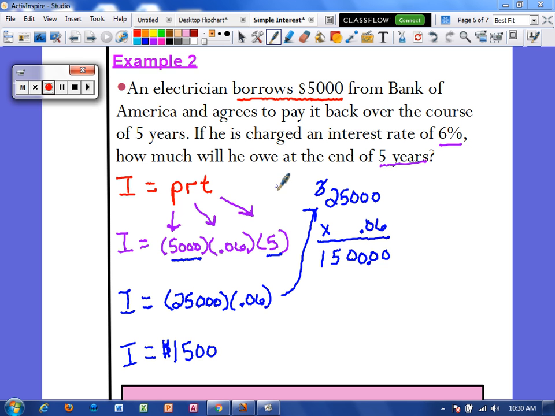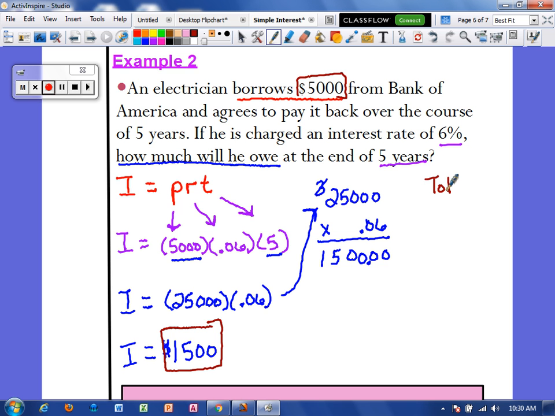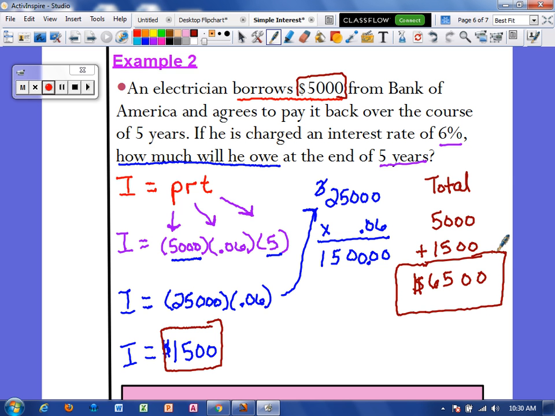Now we have to be careful in this problem because it wants to know how much he will owe. So that means altogether. So he initially borrowed $5,000, but now he also has to pay $1,500 in interest. So to find the total, we're just going to take what he initially borrowed, and we're going to add the amount of interest that he has to pay. So at the end of that 5 years, he is actually going to have to pay $6,500 for that loan.